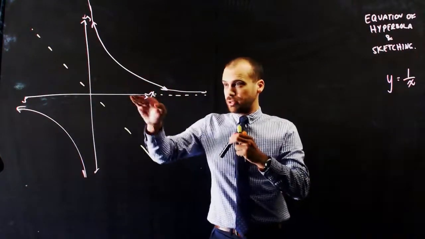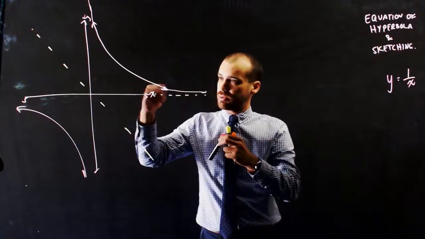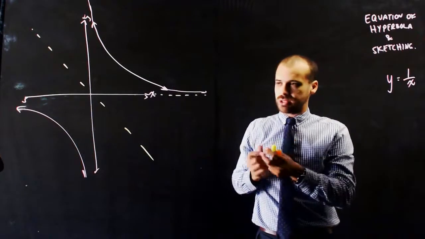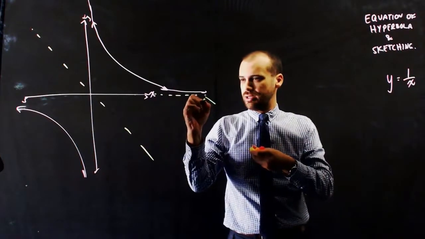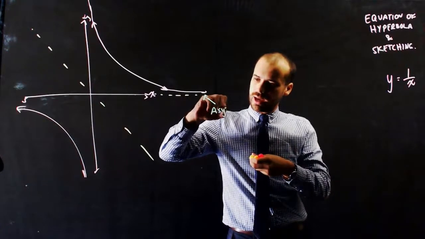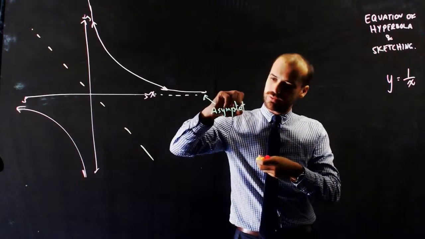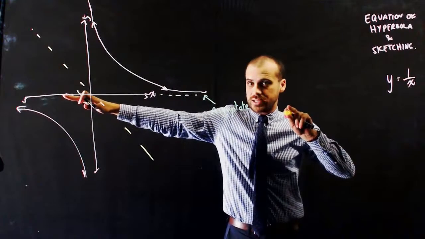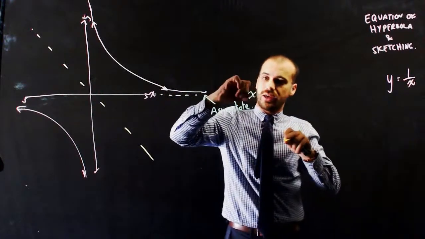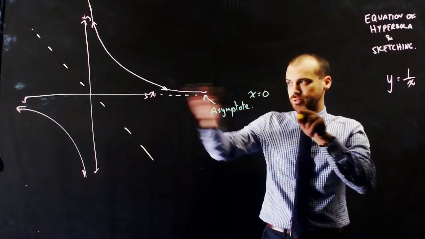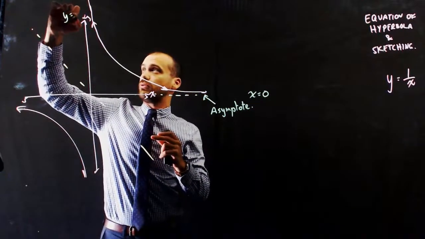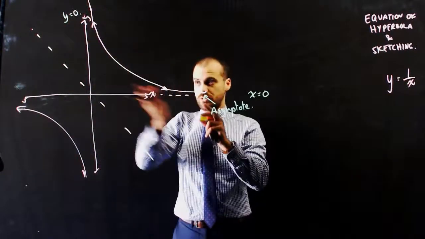Now, a line that an equation is approaching and getting closer and closer to, but not quite touching, is called an asymptote. Now, in this case, we have a horizontal asymptote of x equals 0, and we have a vertical asymptote of y equals 0.